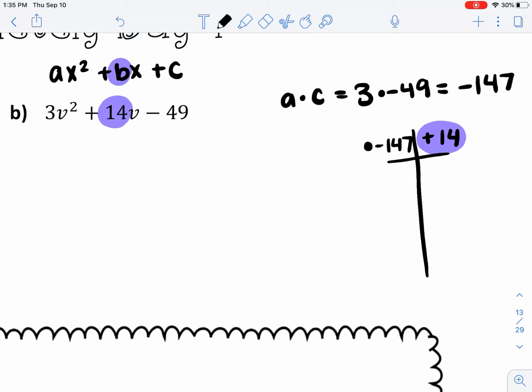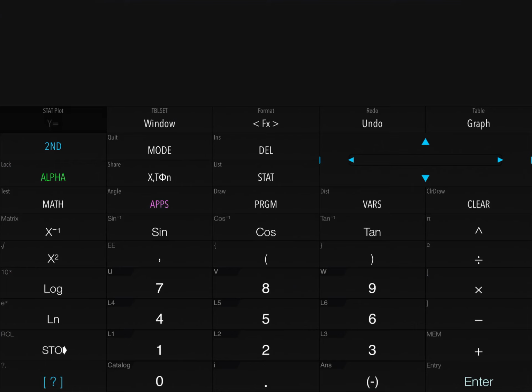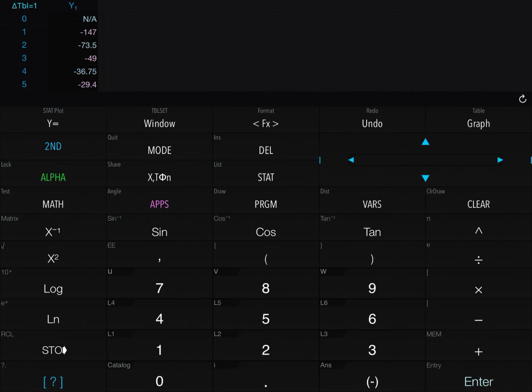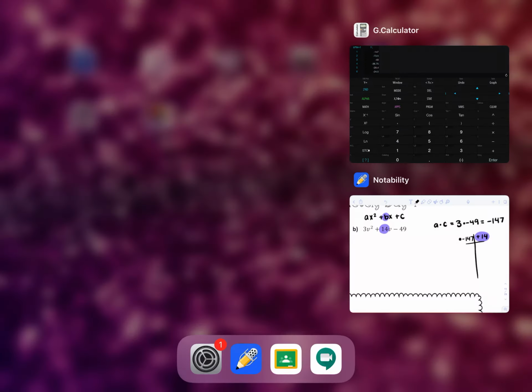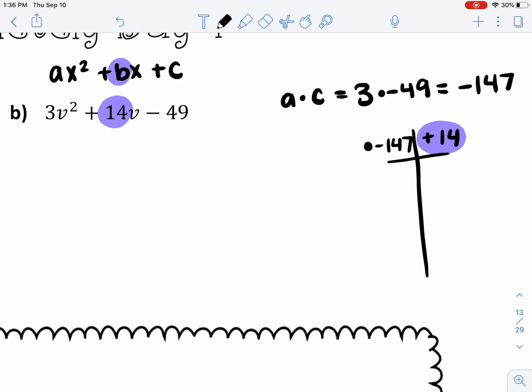To get my factors of 147, I go to y equals on my calculator. Go to y equals and type in negative 147 divided by x, and go second graph. You'll be able to see the table. Now we only want the whole numbers, so we want to skip any decimals. So I know 1 and negative 147 gives me negative 147 when I multiply. Then I know it's 3 times negative 49. That gives me negative 147 when I multiply.